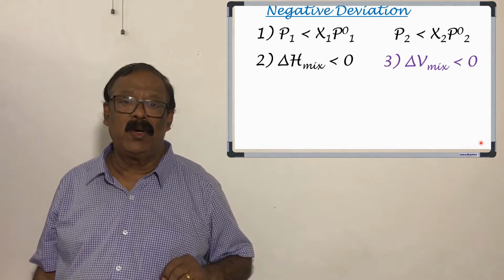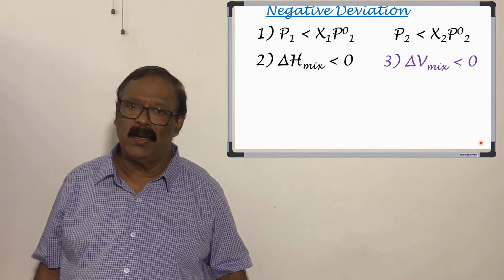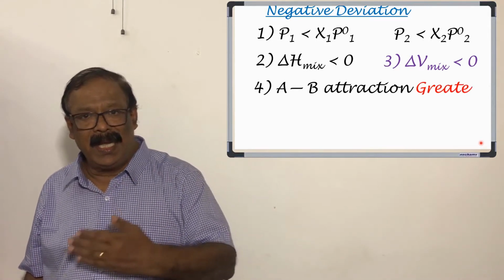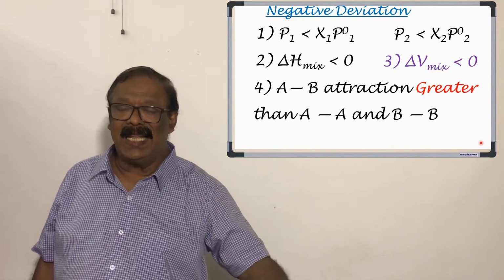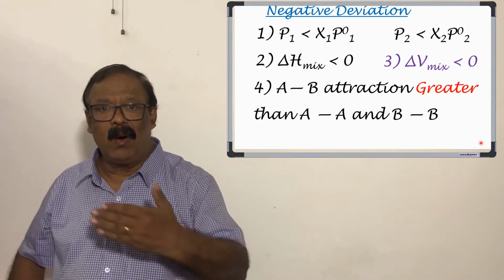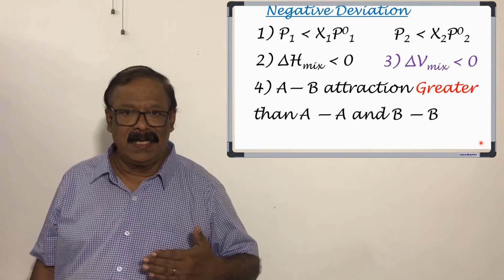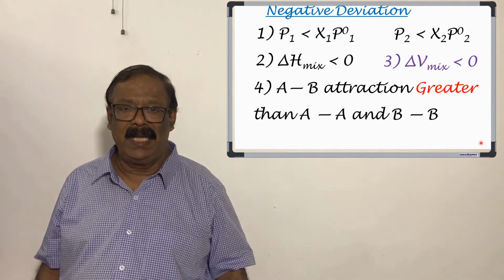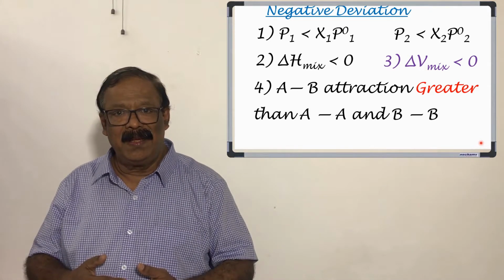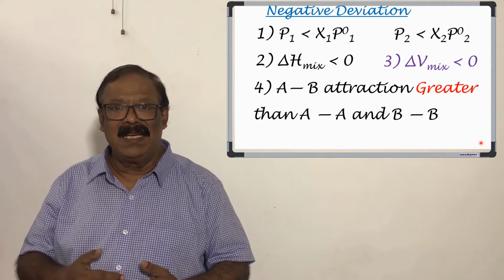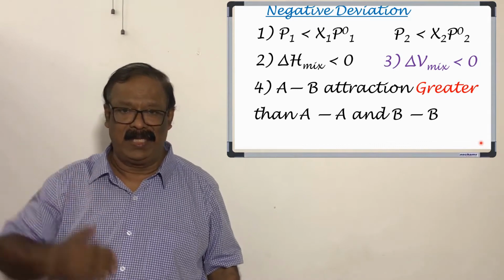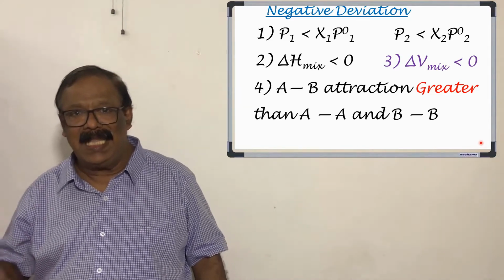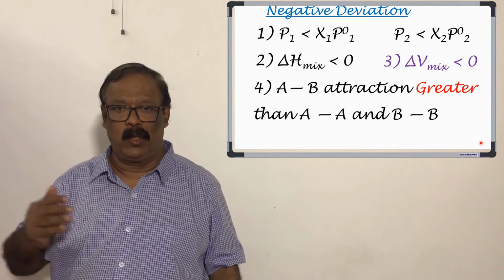What type of solutions will show negative deviation from Raoult's law? Here, the A-B attraction, that is attraction between the solute and the solvent, is greater than that present in A-A or B-B. That is, the force of attraction increases during the mixing process. Increase in attraction will decrease the number of molecules that go to the vapor phase. That is why the vapor pressure is less than that calculated from Raoult's law.